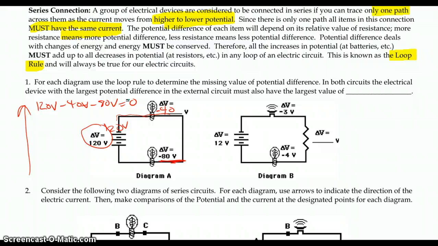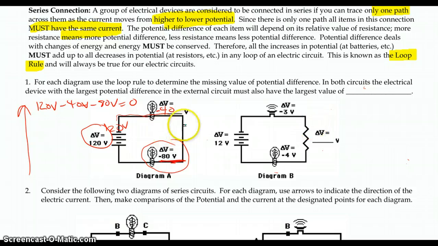You can use ratios often, like in this case, the light bulb on the bottom used twice as much potential difference as the one on the top. That's an indication that the light bulb on the bottom has twice as much resistance as the one on the top.